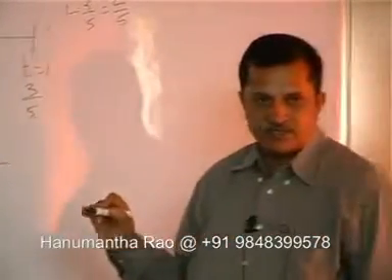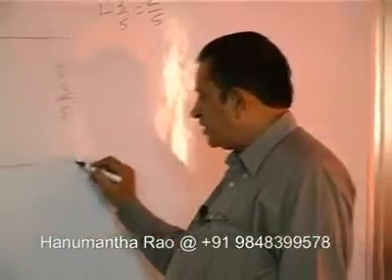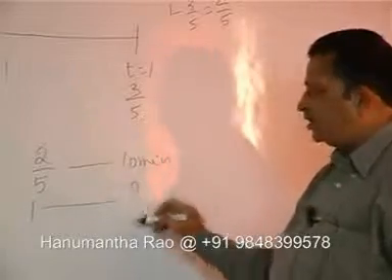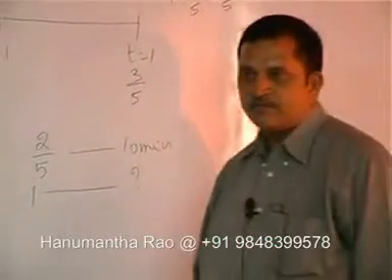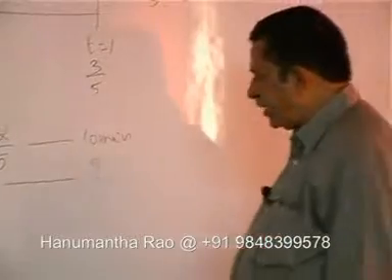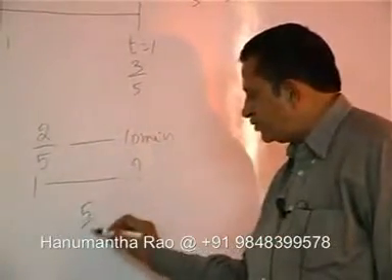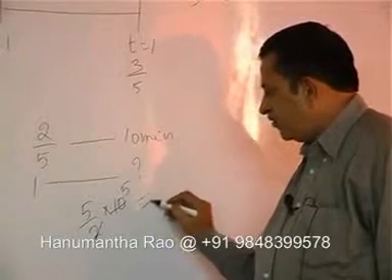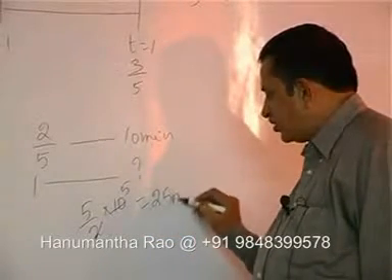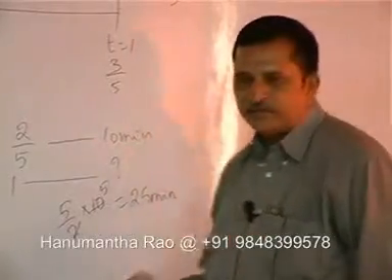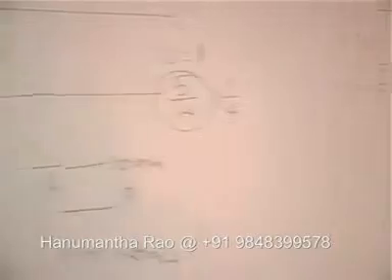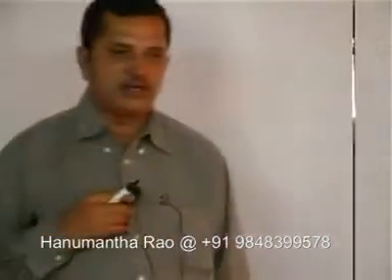How many minutes? 10 minutes. Find his usual time means 1 unit will be equal to how much? 1 by 2 by 5 means 5 by 2 into 10. 5 2s are 10, 5 5s are 25 minutes. So regularly he takes 25 minutes to cover that fixed distance.